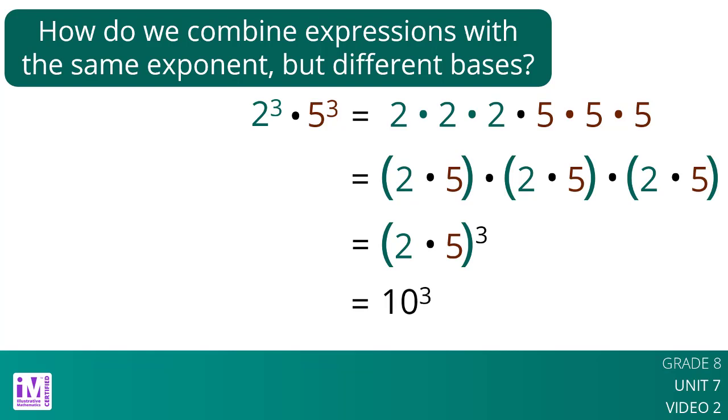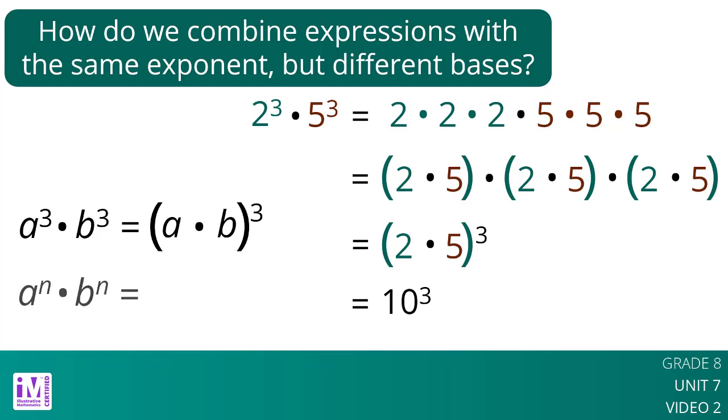Notice that the 2 and 5 could be replaced with different numbers or even variables. For example, if a and b are variables, then a to the third power times b to the third power is equal to the quantity a times b to the third power. More generally, for a positive number n, we can write that a to the nth power times b to the nth power as the quantity a times b to the nth power, since each side has exactly n factors that are a and n factors that are b.